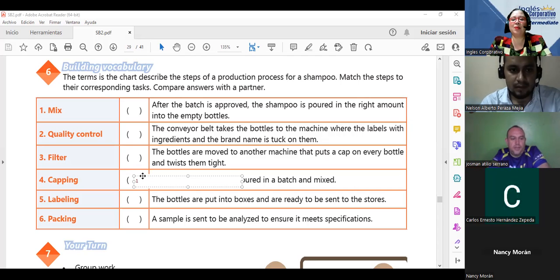Okay, then. What about number two? Which one? Which definition is it? The last, a sample is sent to be analyzed to ensure it meets specifications. All right, thank you very much. Now you write number two over there.